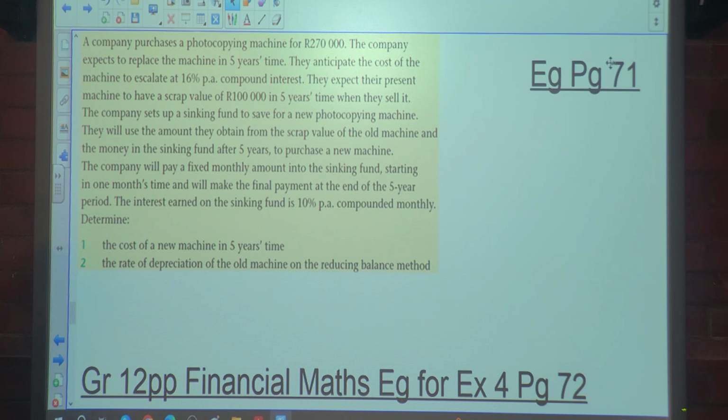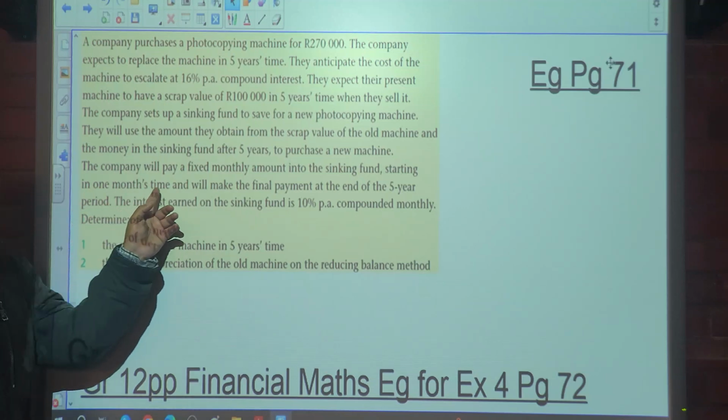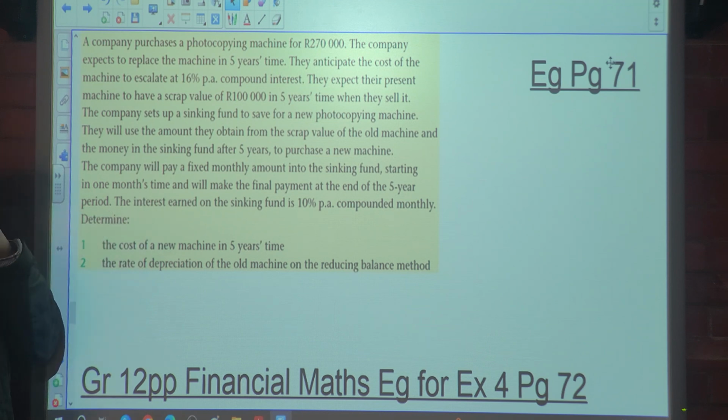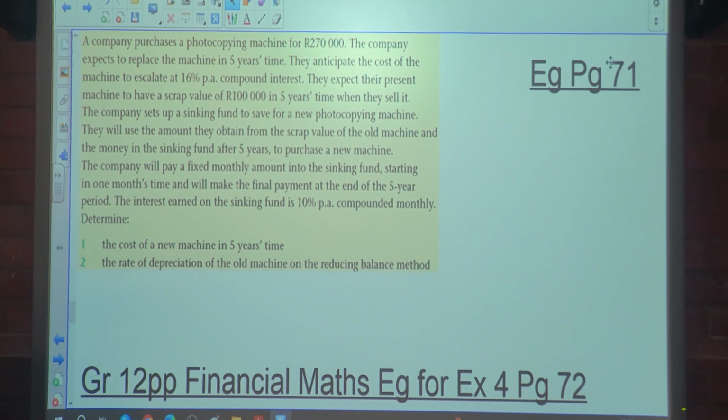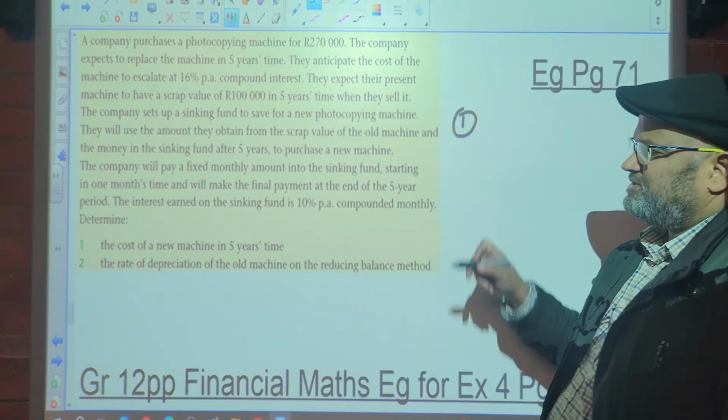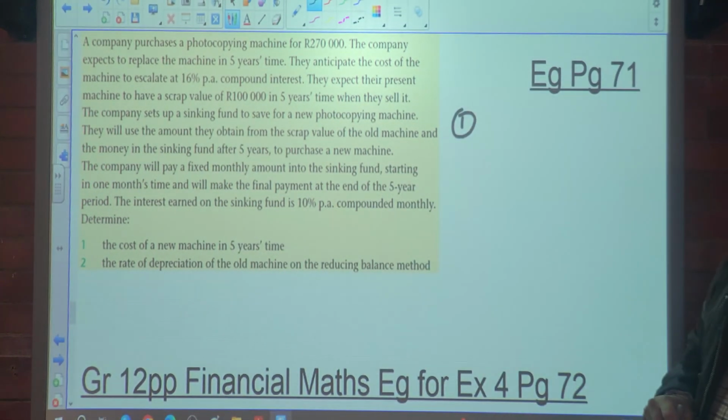The company will pay a fixed monthly amount into the sinking fund starting in 1 month's time, which means it's in conformance with the formula. Okay, there's no variation on it. And they will make the final payment at the end of the 5-year period, which means that's also in conformance with the formula. The interest earned on the sinking fund is 10% per annum compounded monthly. They ask you to determine the cost of the machine in 5 years' time. So of course, that is the inflated value.